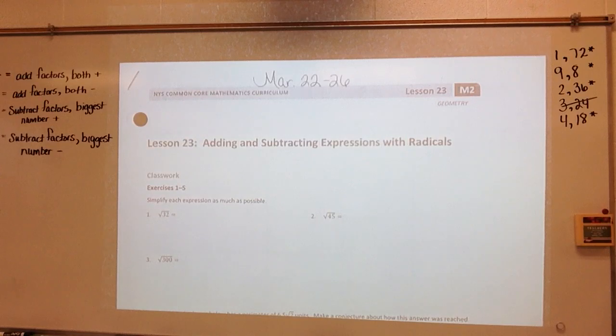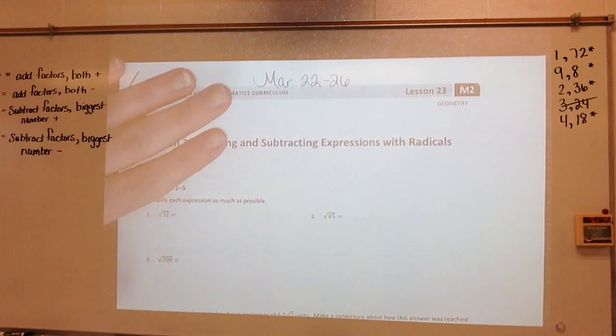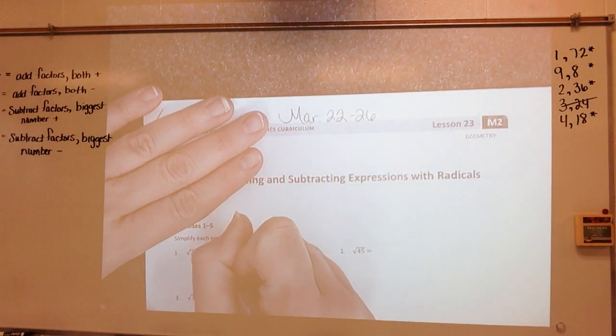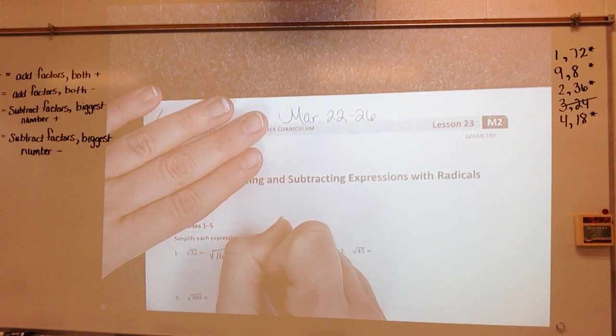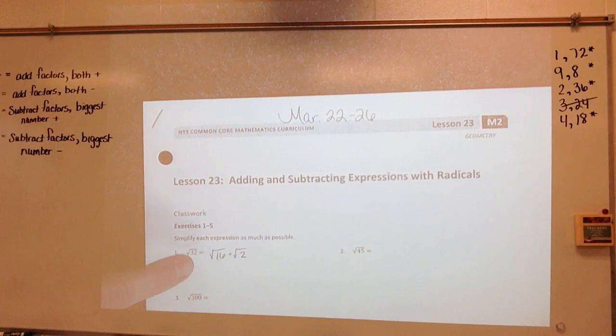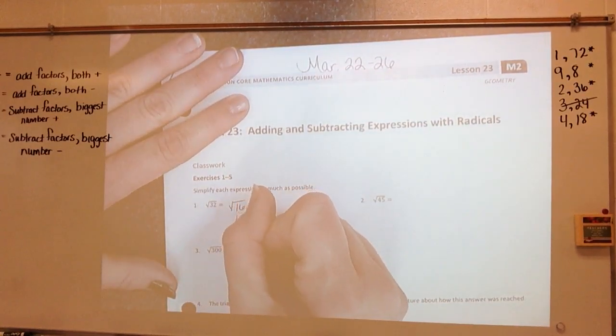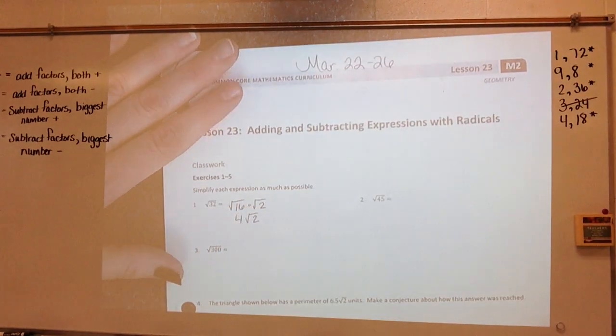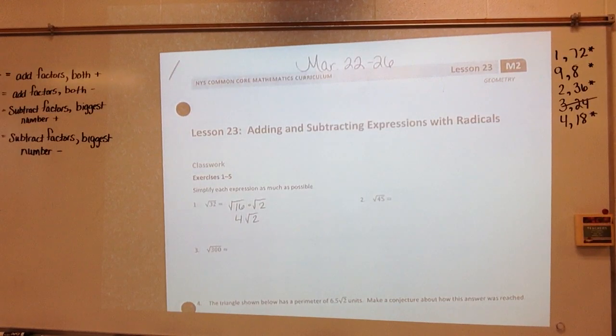Square root of 32, guys, think about 32. I can rewrite the square root of 32 as the square root of 16 times the square root of 2. The square root of 16 is 4. And I cannot simplify the square root of 2 anymore, so 4 square root of 2.